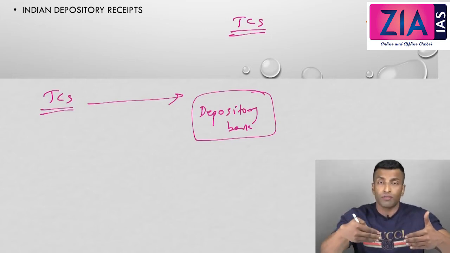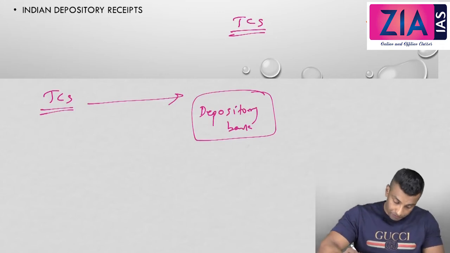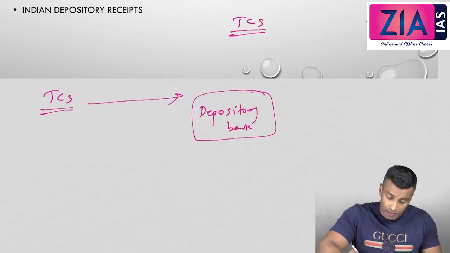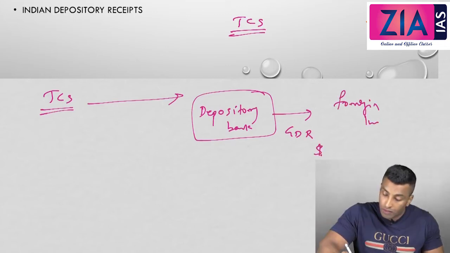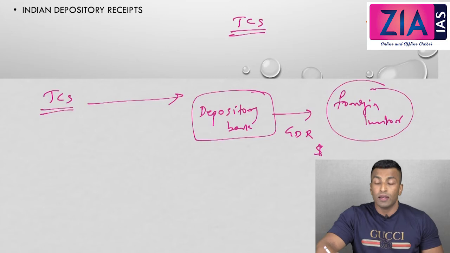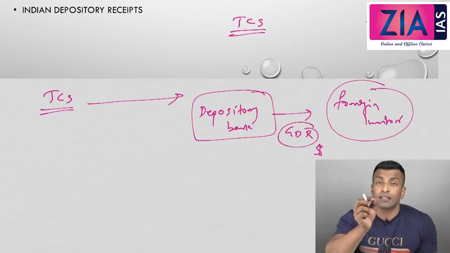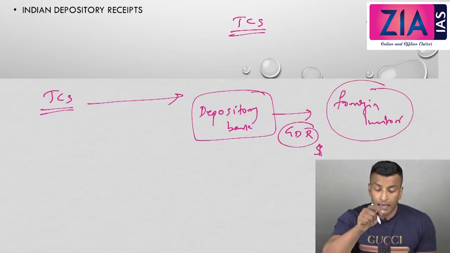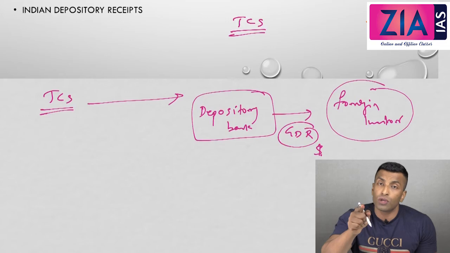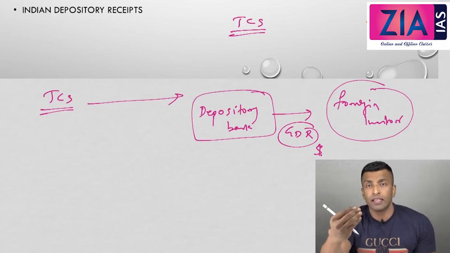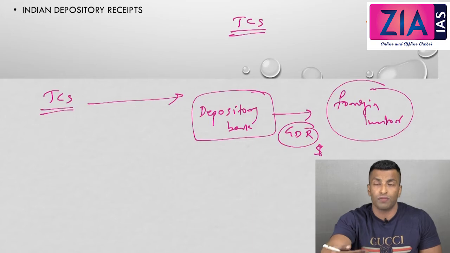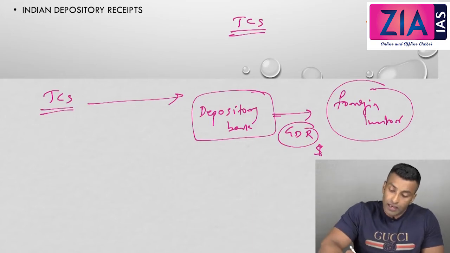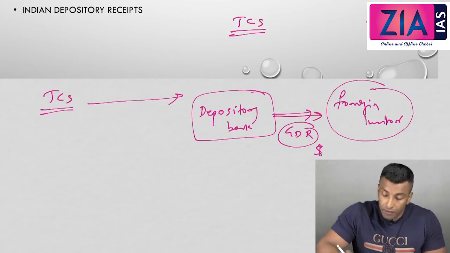So TCS has to approach the depository bank of that particular country, for example Lehman Brothers, and they will issue GDR. They will issue GDR in terms of dollars, and the foreign investor can buy this GDR. GDR is actually issued against a security. What is that security? It is a share. So I can call GDR also a derivative security, because GDR is issued against a share, against a security of the company. So GDR is bought by the foreigner.